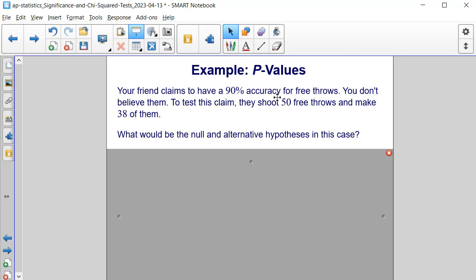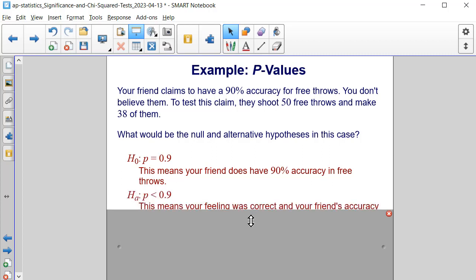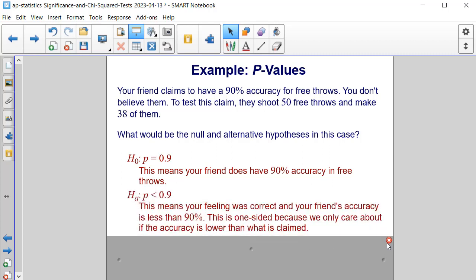Since your friend claims to have a 90% accuracy for free throws and you don't believe them, the null hypothesis would be that they actually do have a 90% accuracy for the free throws. It would prove you wrong. And then the alternative hypothesis would be that they would have a less than 90% chance. And this means your feeling was correct and your friend's accuracy is less than 90%. And this is called one-sided because we don't necessarily care about whether or not the accuracy is higher than what is claimed.